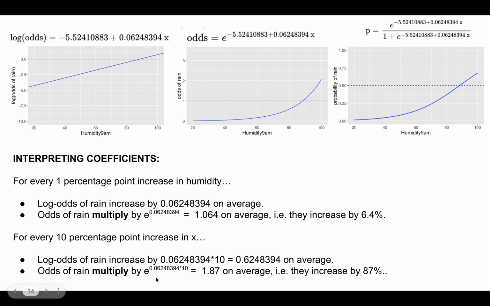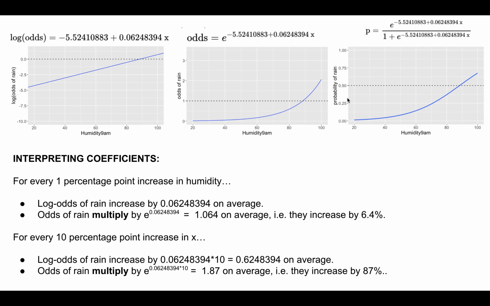Similarly, we expect the odds of rain to multiply by 1.887, or that is, for every 10 percentage point increase in humidity, we expect the odds to increase by 87%, or to nearly double. For example, the odds of rain when there is 100% humidity are nearly double the odds of rain when there's 90% humidity.